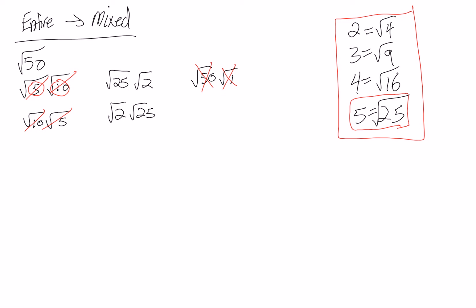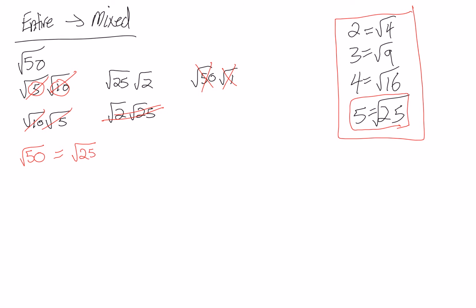So now the next question is, should we go 25 and 2 or should we go 2 and 25? The best thing is to do the perfect root first. So we want to take the root 50, and we want to choose the biggest root number that's on our perfect root chart. We have 4, 9, 16, 25, 36, and so on. So we want to pick the biggest one, which will be 25 in this case.